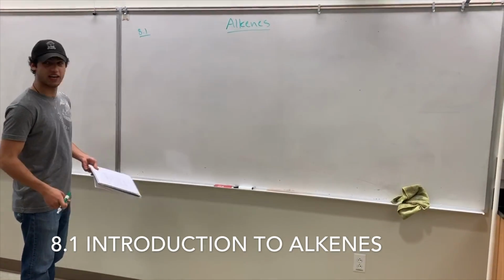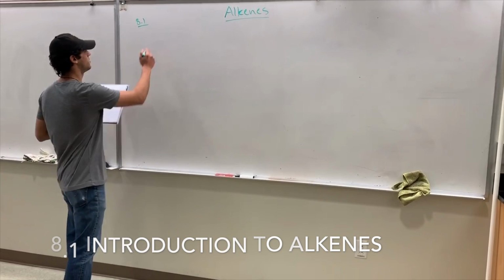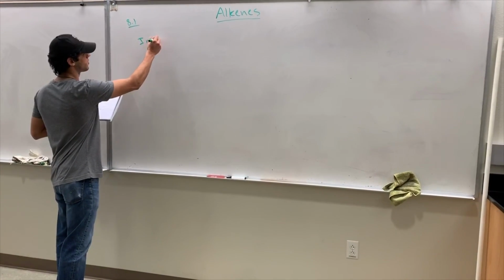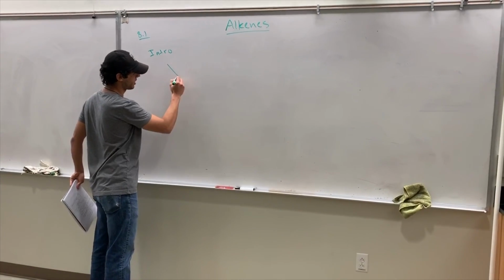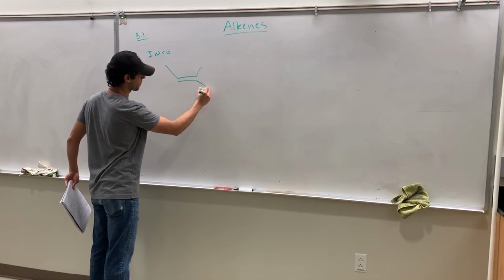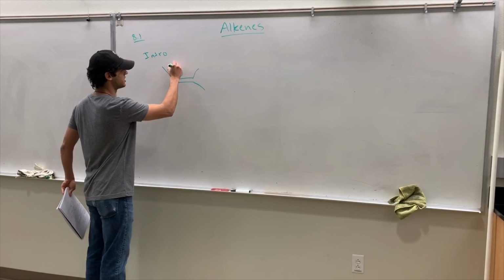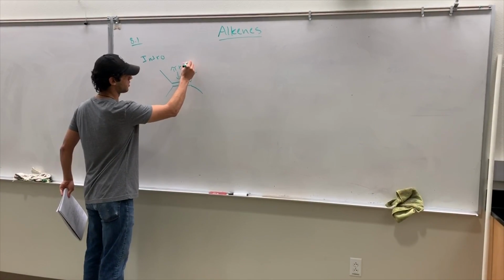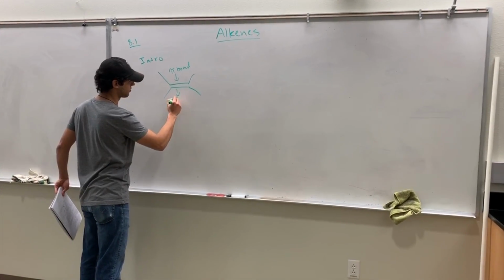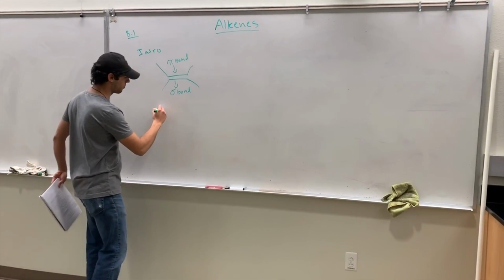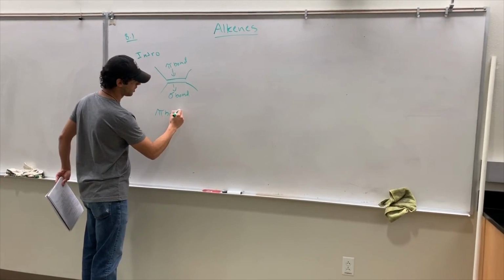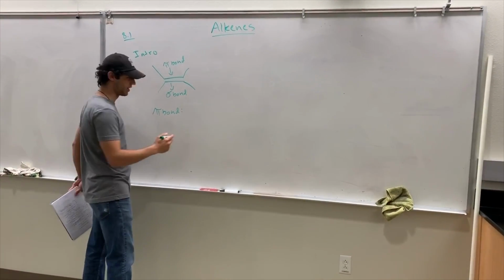In this chapter, chapter 8, Alkenes, Introduction, based on what you know from functional groups, an alkene looks like this, where this is a pi bond and this is a sigma bond. An alkene only has one pi bond. That pi bond could act as a nucleophile or base.